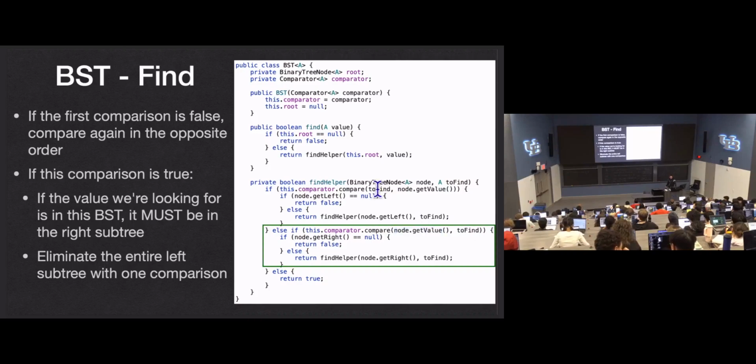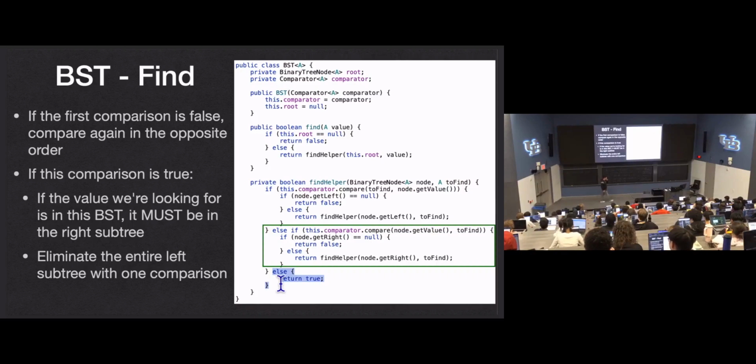Well, if toFind is greater than or equal to this value, and this value is greater than or equal to toFind, there's only one option left. We found what we're looking for, they're equal, and we return true. But they're not actually equal. I misspoke a little there. They're not actually equal, but they're equal according to this comparator.